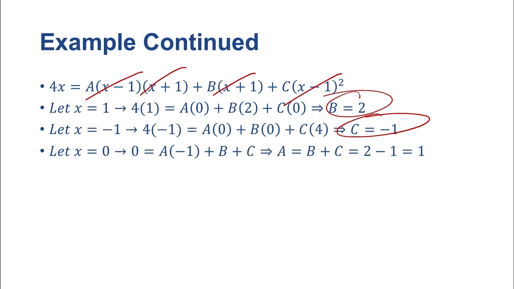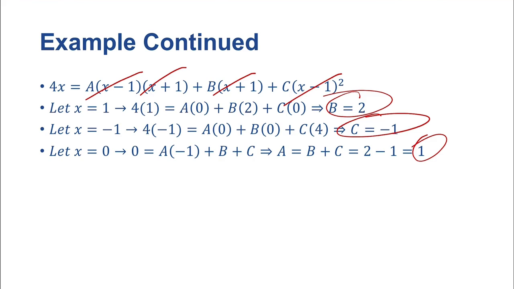So if we let x equal 0, then 4 times 0 goes to 0. So that's A times negative 1, because we have 0 minus 1 times 0 plus 1, so that's negative 1, plus B times 0 plus 1, so 1, plus C times 0 times negative 1 squared, which is 1. So we get 0 equals A times negative 1 plus B plus C, so then A is equal to B plus C. And since we already know B and C, we can rewrite that as 2 minus 1, which is equal to 1. So A is equal to 1.